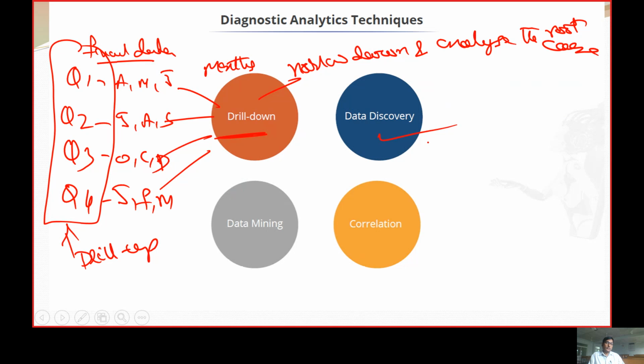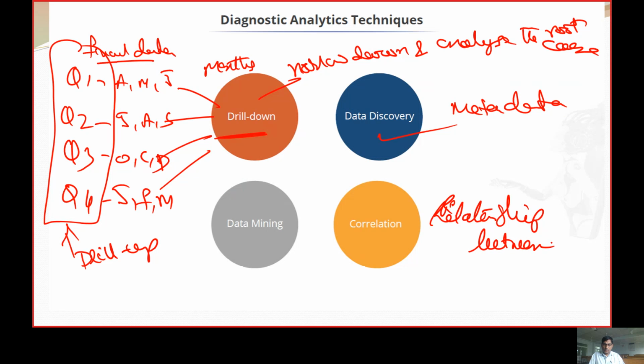Similarly, we will find the data dictionary, which we call metadata. The metadata tells how an attribute is defined and how it can be used, whether it is a nominal value, ordinal value, and so on. Similarly, we find the relationship between attributes. That is where correlation happens.